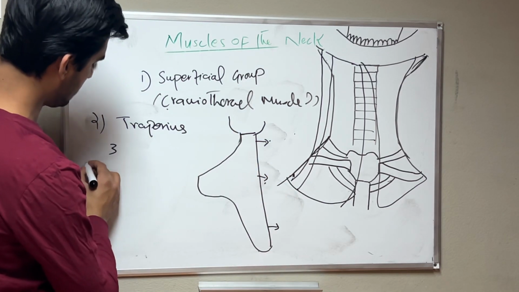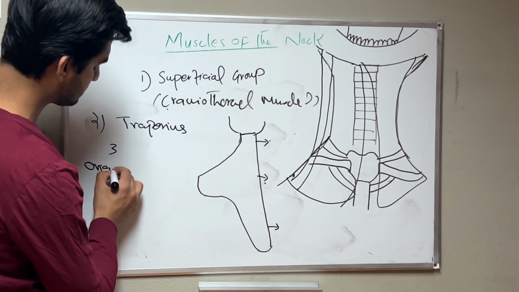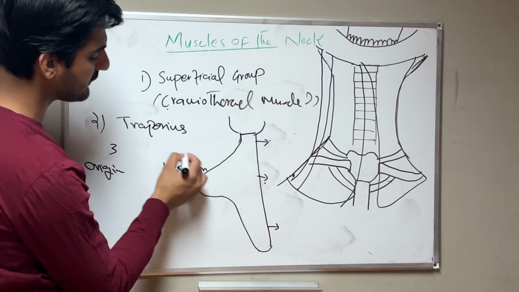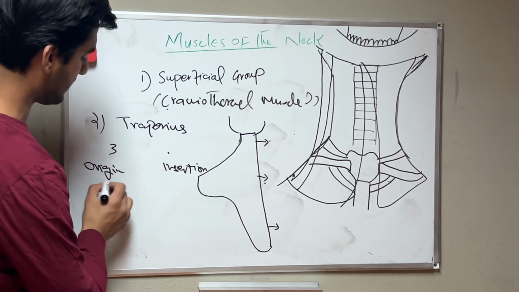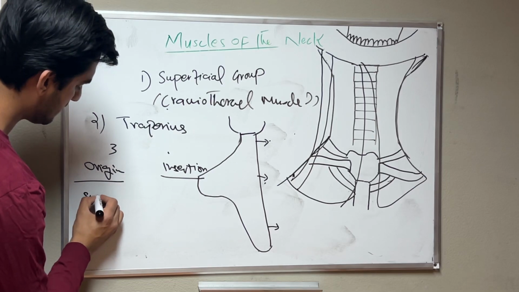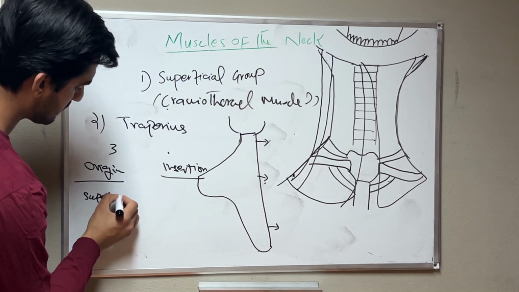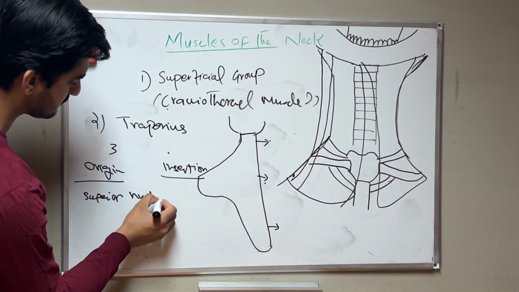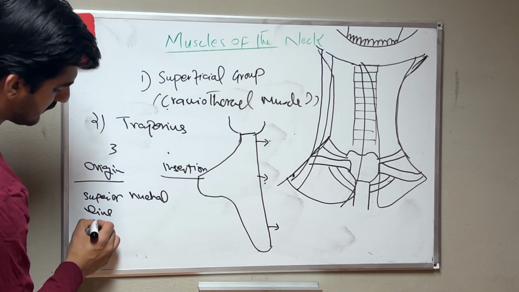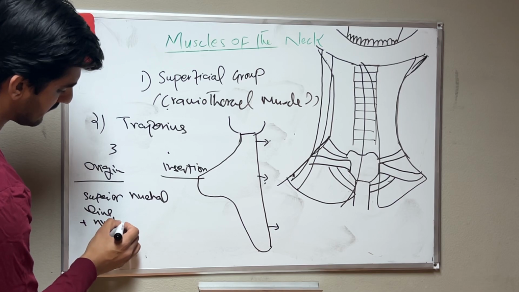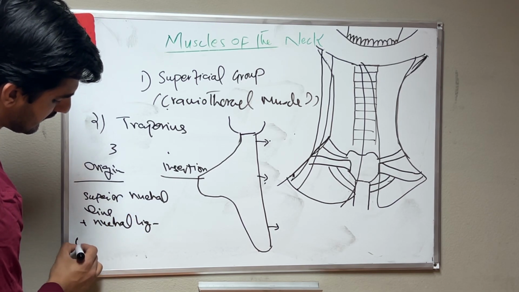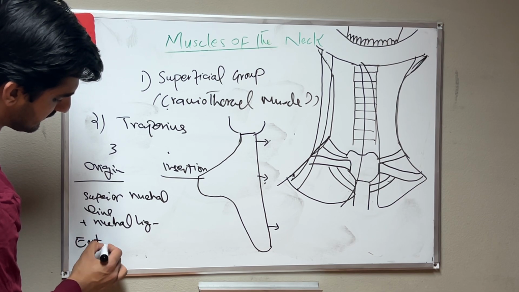Now if we talk about origin and insertion, this is for memorization, because we already discussed it in the back muscle topic. Origin from where? Superior nuchal line plus nuchal ligament and external occipital protuberance.